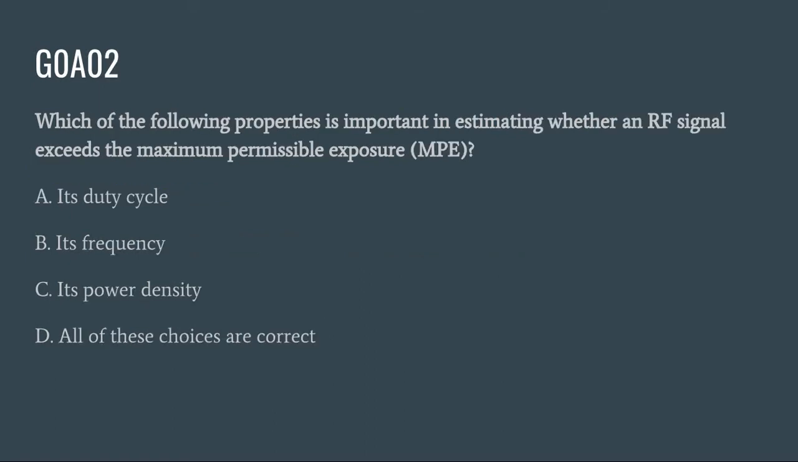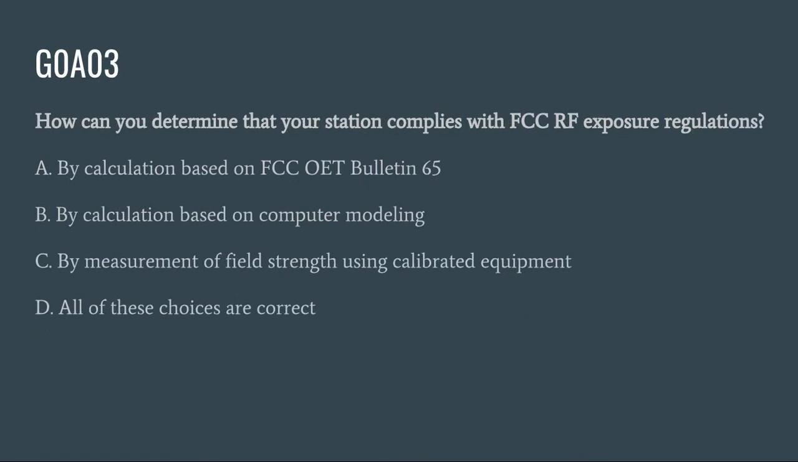G0A02, which of the following properties is important in estimating whether an RF signal exceeds the maximum permissible exposure? A, its duty cycle. B, its frequency. C, its power density. Or D, all of these choices are correct. Correct answer is D, all of these choices are correct.